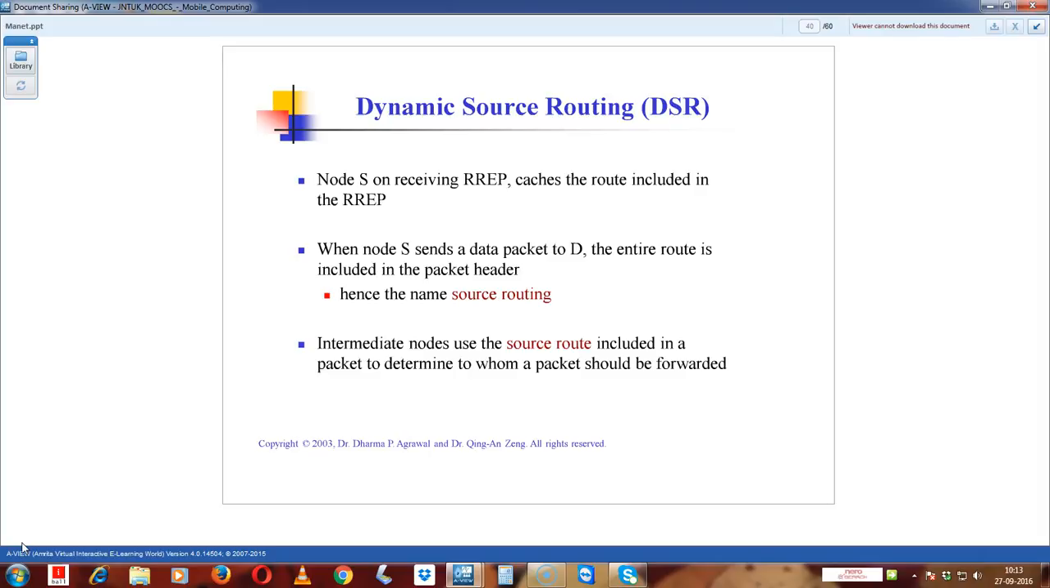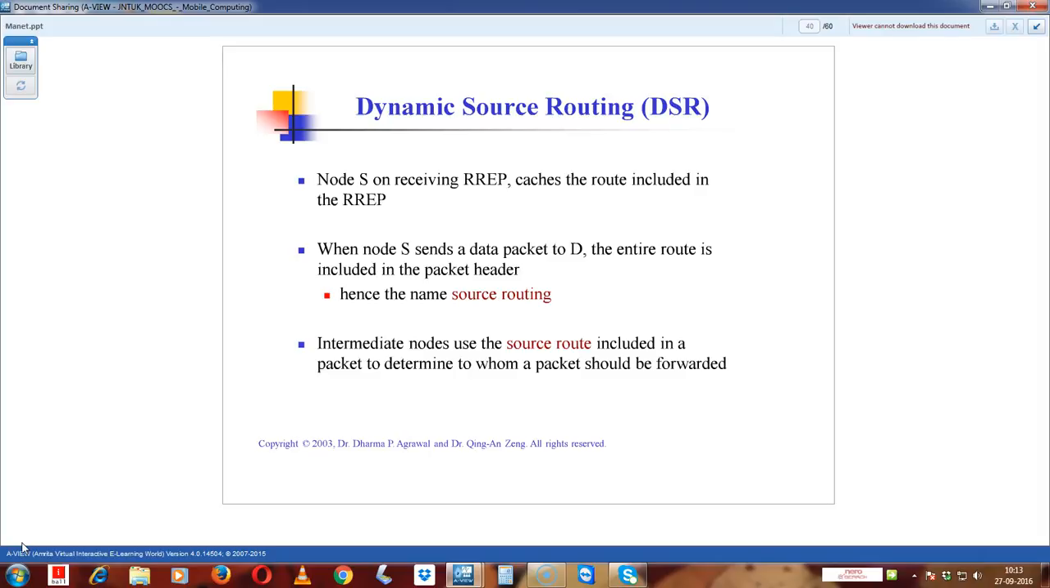So node, on receiving a route reply packet, caches the route included in the RREP packet. So once that node has received the reply from a destination, it will cache the route. Caching the route means it will store that route information within some memory, so that it need not go to broadcasting again and finding out the discovery of the route again.